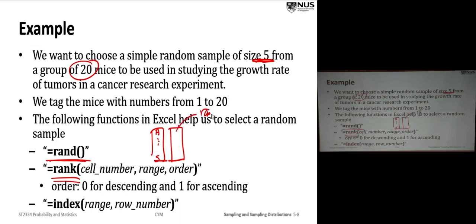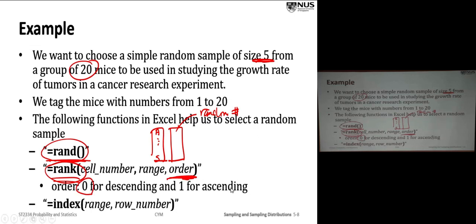Then I generate 20 random numbers, so each mouse will have a random number attached. So now the job is easy. I decide, maybe I choose the 5 mice with the smallest 5 random numbers attached to them. Then my job is done. So this one is to generate random numbers, and then I rank these random numbers according to descending order if I choose 0 in this third argument.